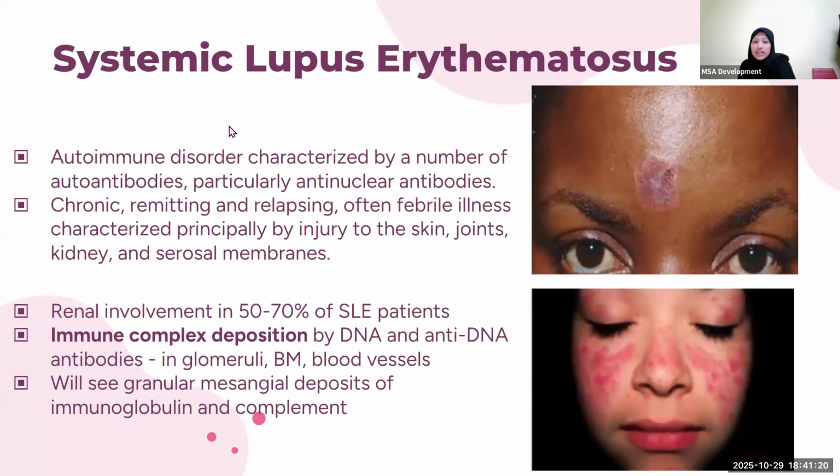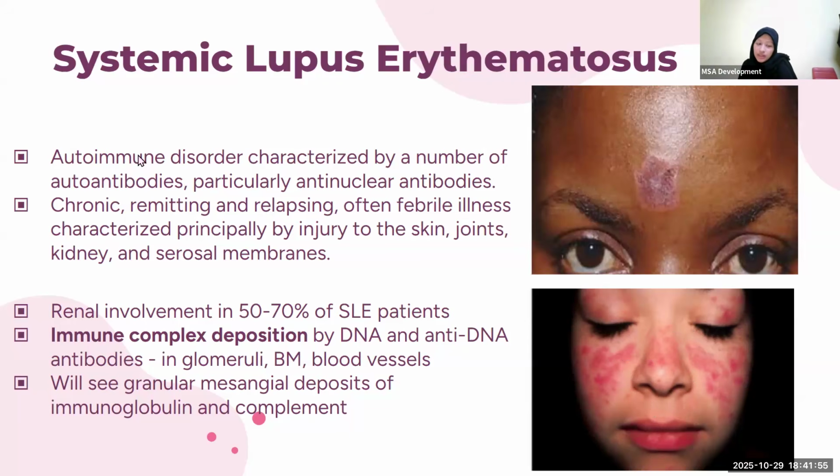The main problem with SLE is it's an autoimmune disorder, so it would have autoantibodies. It's chronic and relapsing. It has criteria for SLE, including things like rashes in the body. So this is called a discoid rash. This is a malar rash. A malar rash is like a butterfly kind of rash that spares the nasolabial fold. If you see this, that is most likely SLE, specific for SLE.